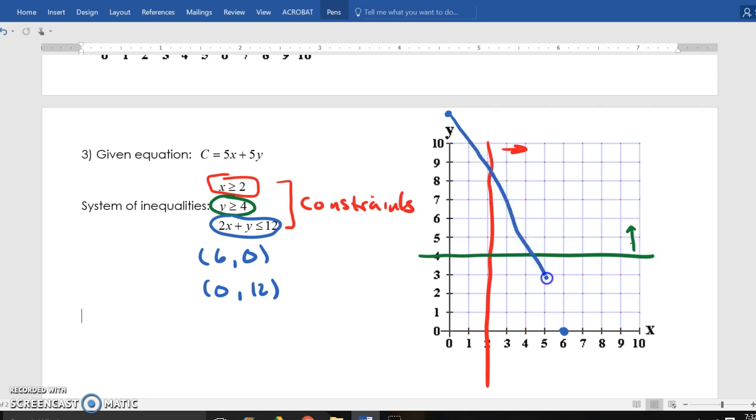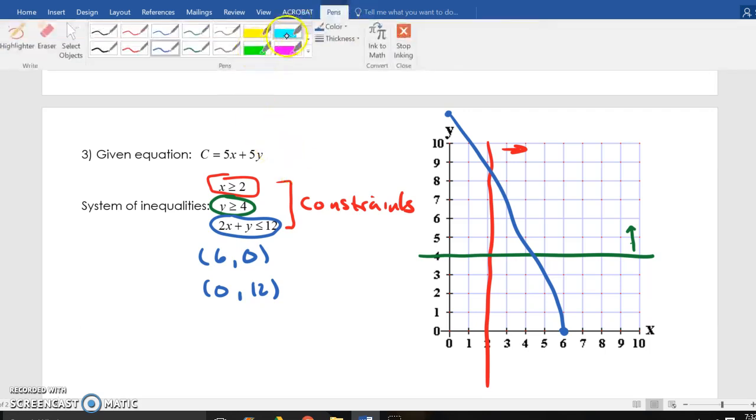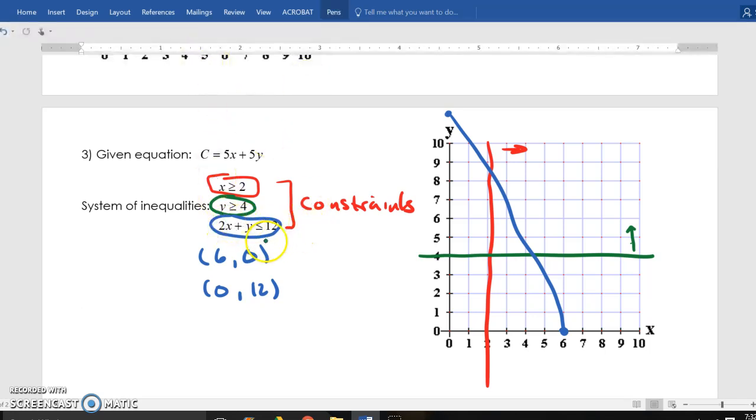And pretend that's a straight line. All right. Now we know if we check the ordered pair 0, 0, is 0 less than or equal to 12? Yes. So we know we're going to shade this way. And this here will be our feasible region. Okay.